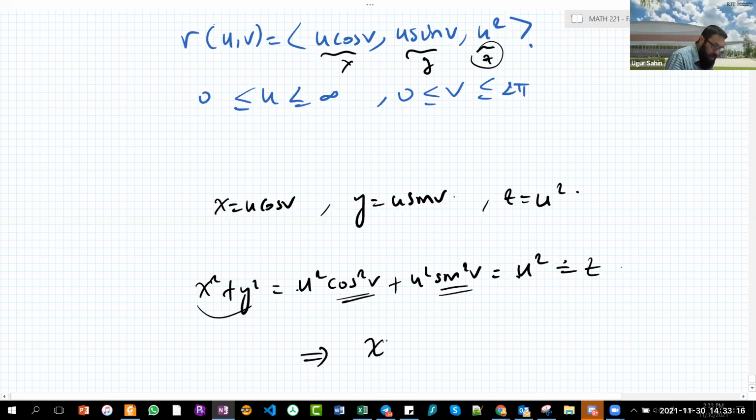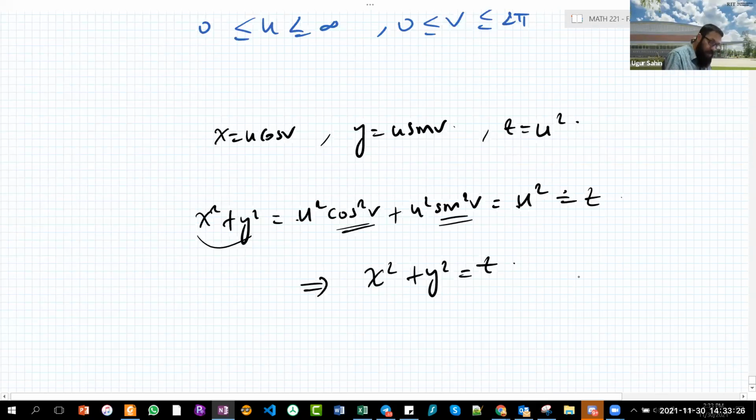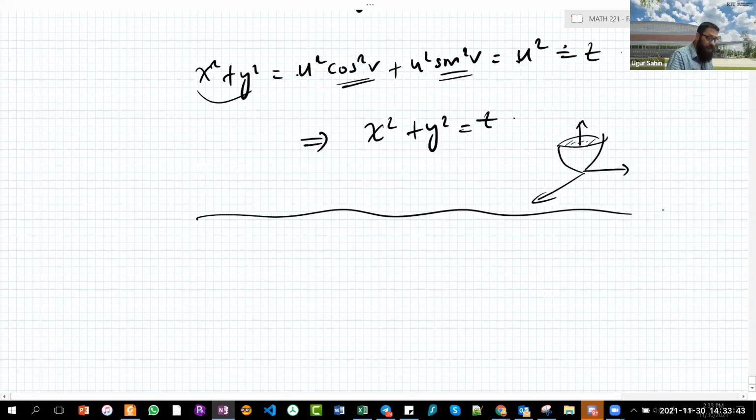At the end of the day, look at this parameterization, it will give me what? Z is equal to x squared plus y squared. So what is this? This is an elliptic paraboloid, something like that. Something like that, guys. Okay. Any question? Are we good?